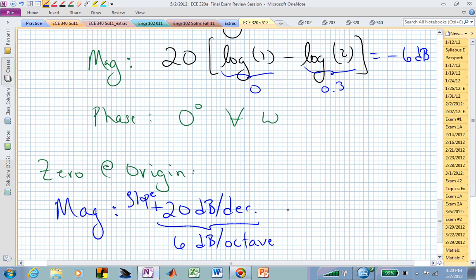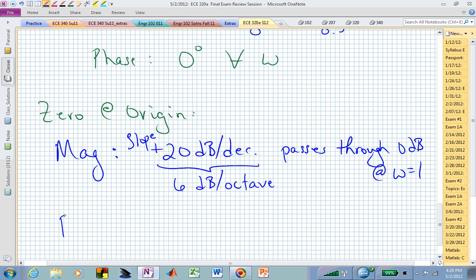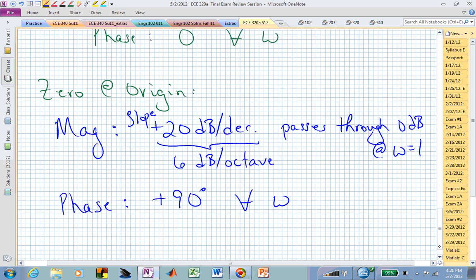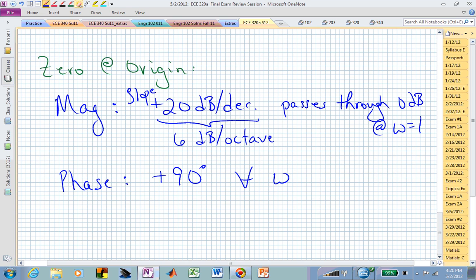and it passes through 0 dB at omega equal 1. The phase of this, as you've already told me, because it's upstairs, is plus 90 degrees for all omega. And now we simply have our poles to consider.